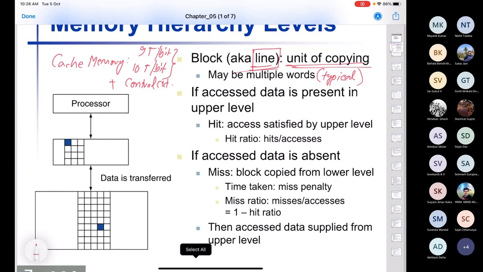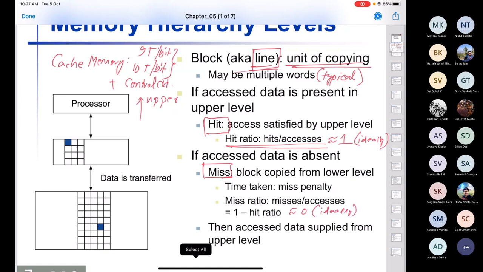So if the upper level, and here the processor is basically the upper level, is searching for data and it is found, it is called a hit. So I want my hit ratio ideally to be almost 1, so that most of the time the data is found. What if the data is not found? It is called a miss. So I want my hit ratio to be almost 1 and my miss ratio to be almost 0.